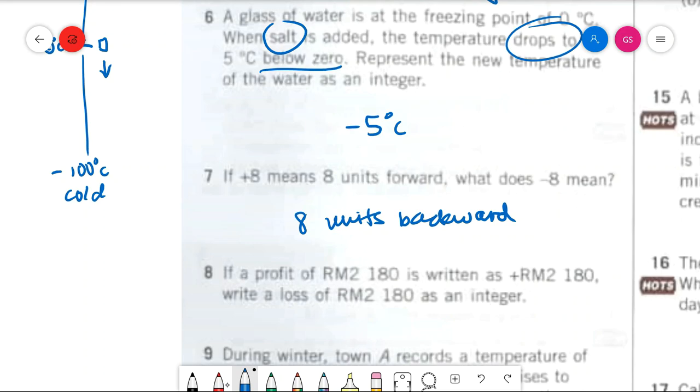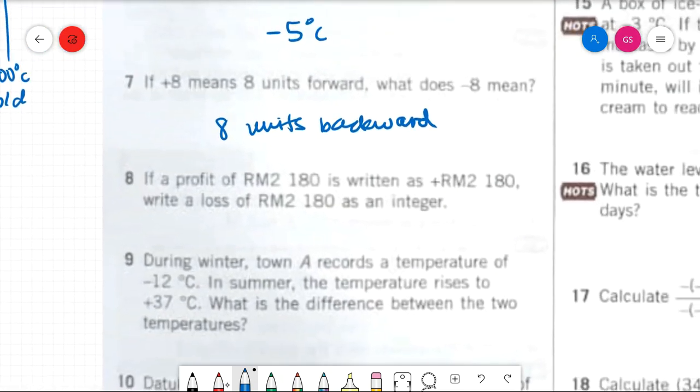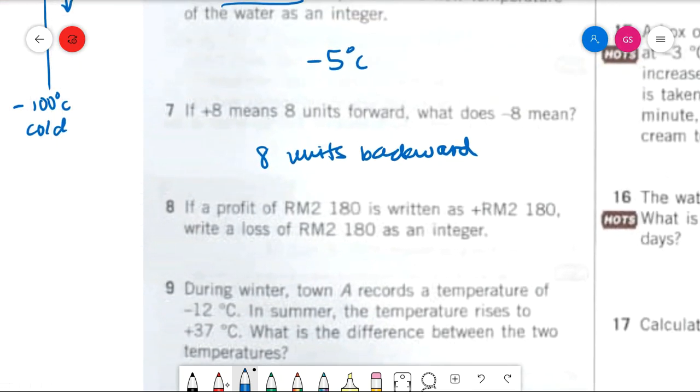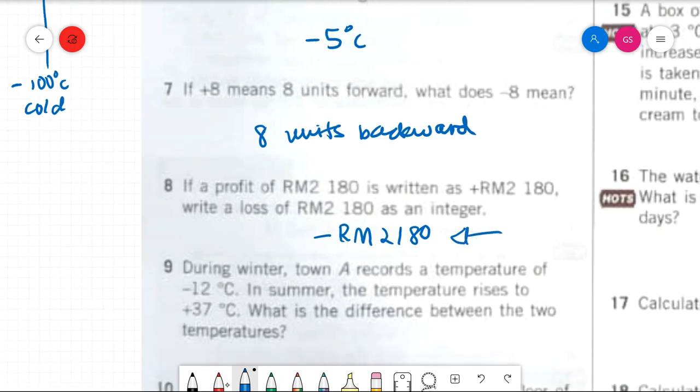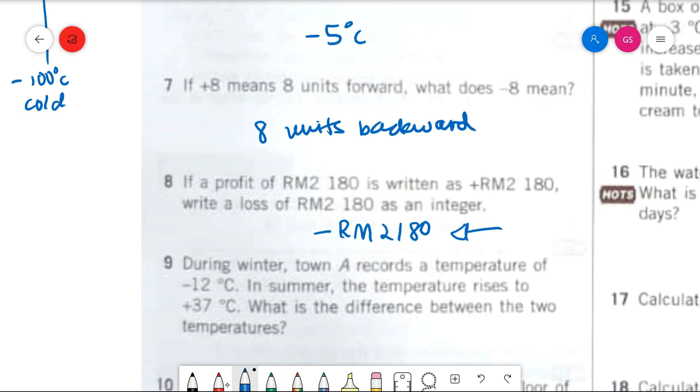Now, if a profit of 2,180 is written as positive 2,180, write a loss. Same, one profit, one loss. So put the negative. You ask me if we should put the negative sign like this? No, lah, no. This will make you look very stupid. For money, put it like this. Because the unit is special. The unit is in front. Because if it's something else, let's say cm, then your unit is at the back. But the idea is that you should put negative ringgit. So negative, you understand, is a negative.